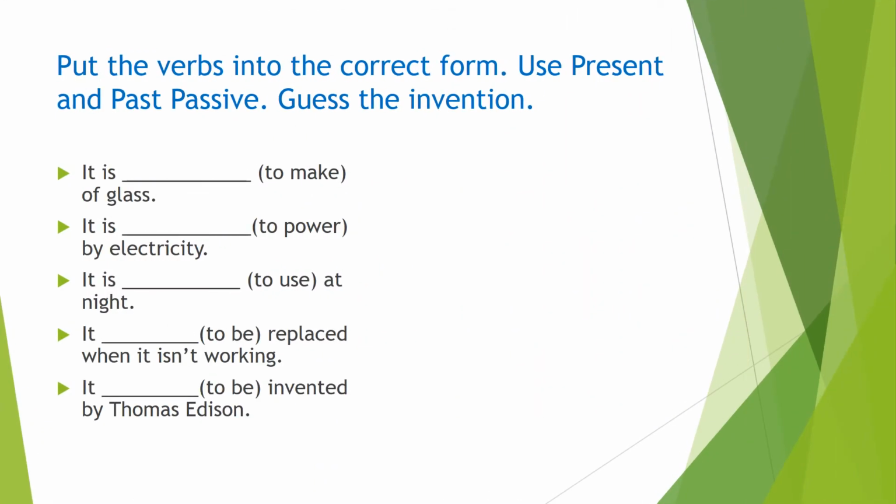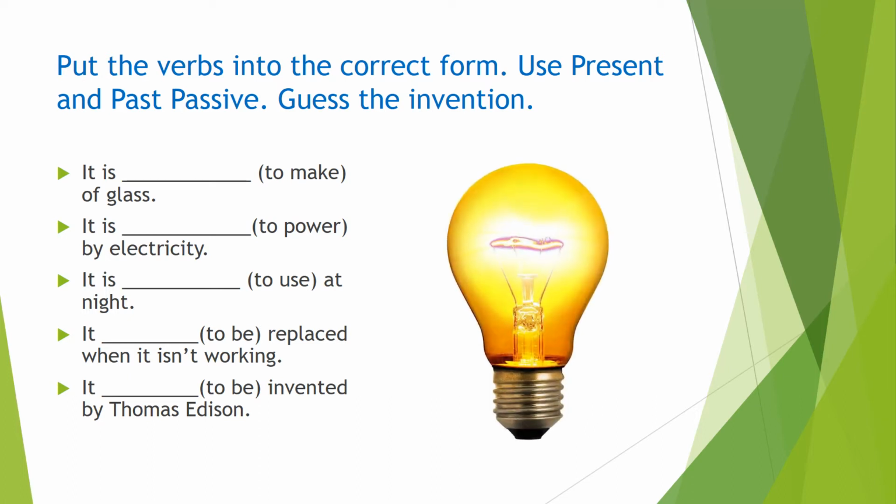The next task is: put the verbs into the correct form. Use present and past passive. Guess the invention. Have you guessed the invention? What is it? That's right, it's a light bulb.